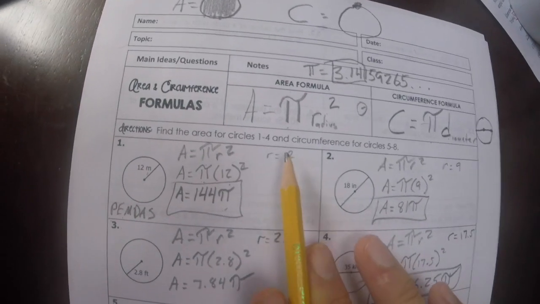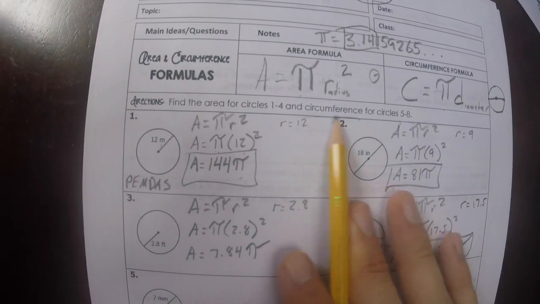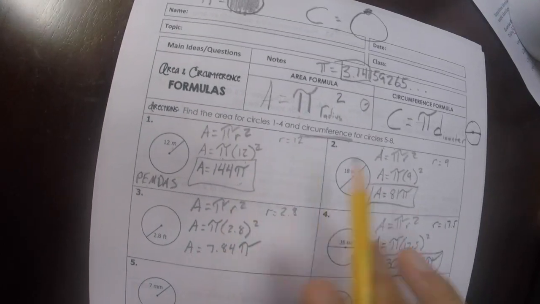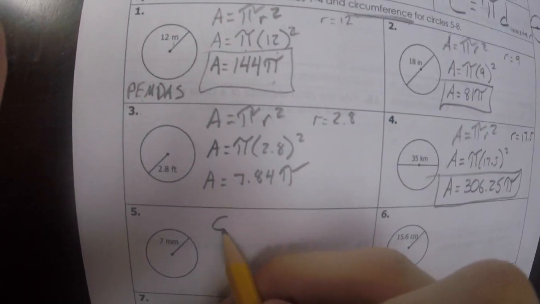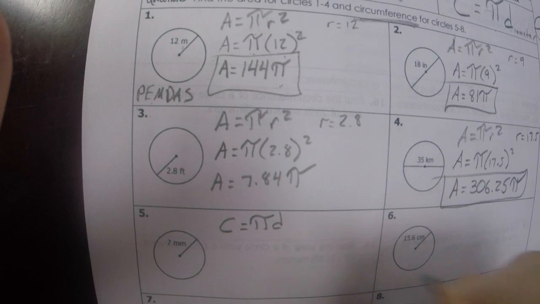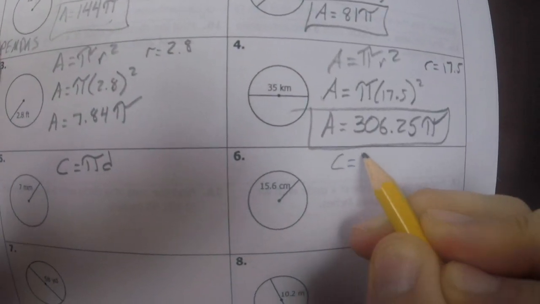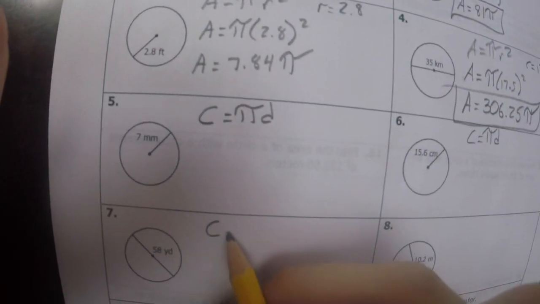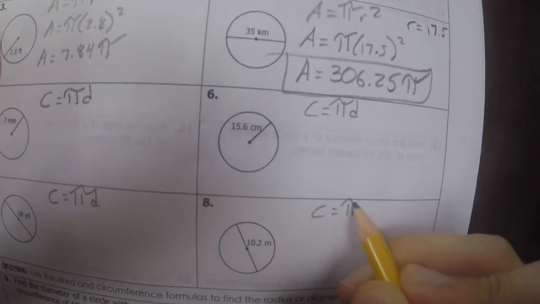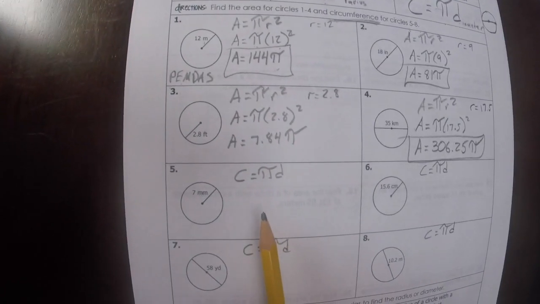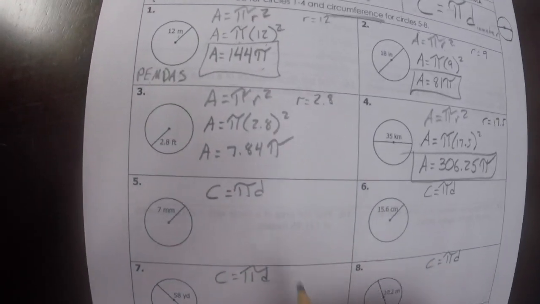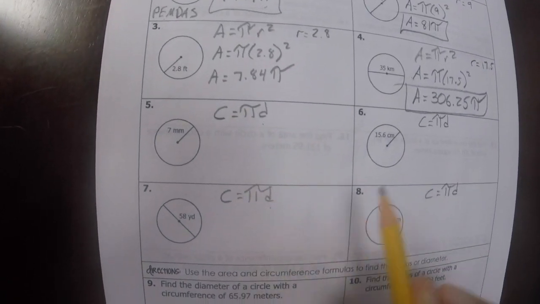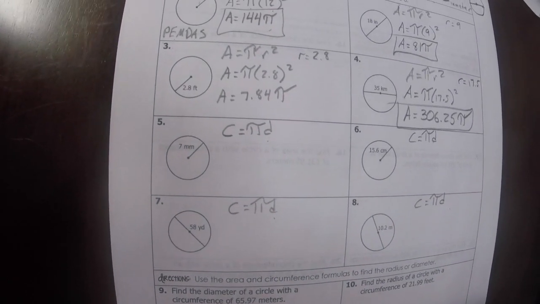Okay. So for 5 through 8, the directions tell us that we have to find the circumference. So we're not using the area formula anymore. Now we're using the circumference formula, C equals pi times D. Well, for the circumference formula, I need to figure out what D is for all of these circles.